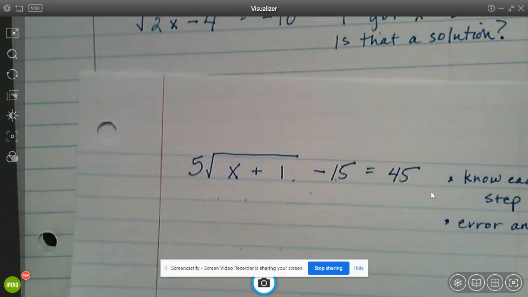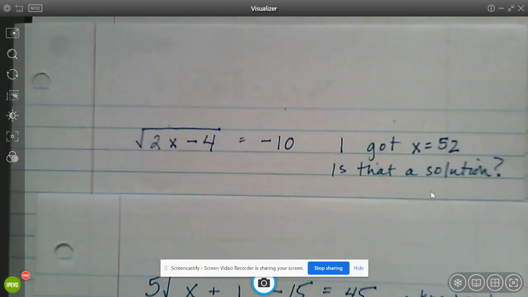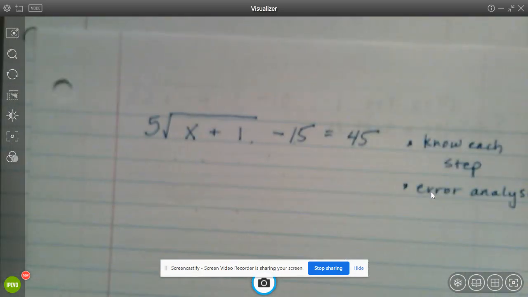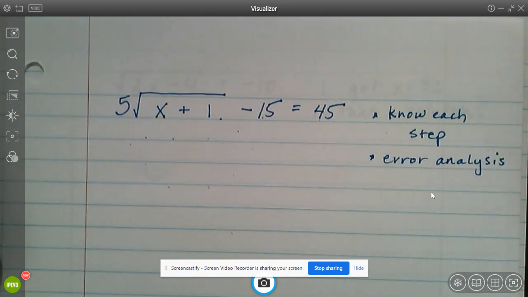And you're actually going to see 3 of these. So I'm going to show you a couple different versions of them and what you have to do with them. So the first one is you just have to know each step. Like, what would you do first? What would you do second? What would you do third? In fact, you're going to have to be able to describe that in words for the extended response.